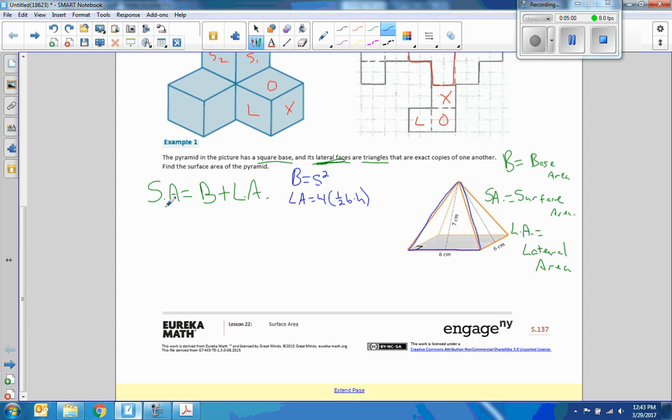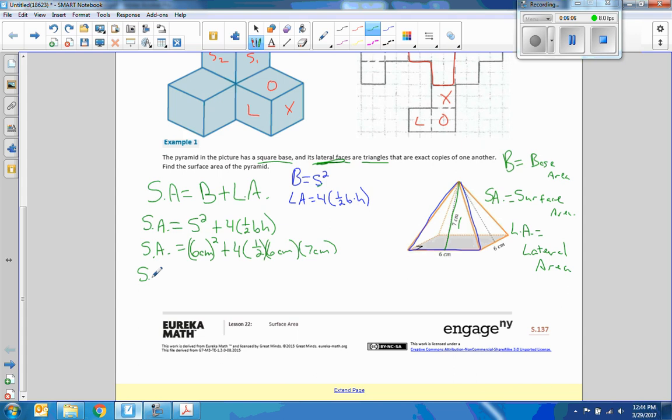So my surface area is going to equal the base area, which is S squared, plus my lateral area, which is 4 times 1/2 base times height. Okay, so surface area equals base area plus lateral area. So my surface area is going to equal, well, S for a square means side. One side of this square base is 6 centimeters. So it's going to be 6 centimeters squared plus 4 times 1/2 the base, which is 6 centimeters, times the height. The height is right here, and it's 7 centimeters.